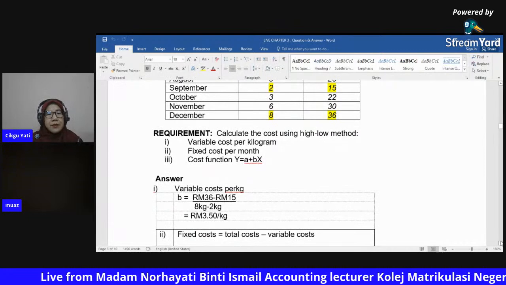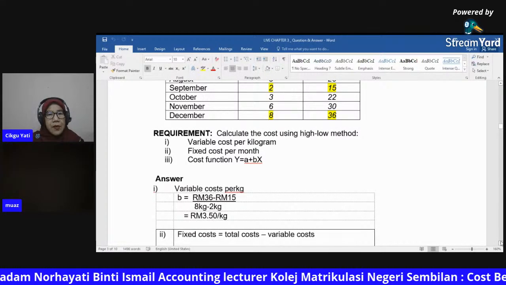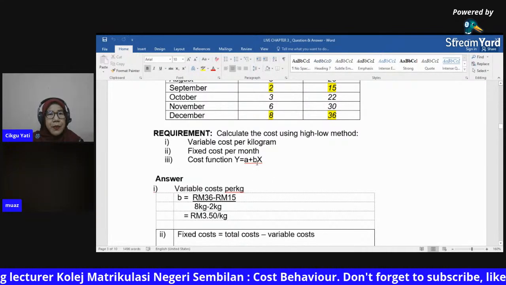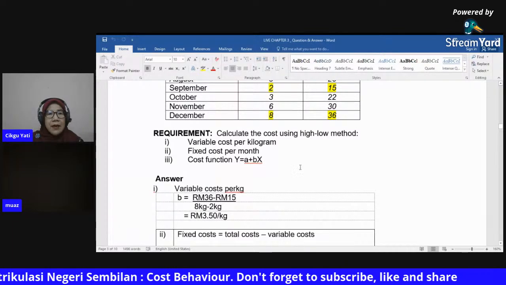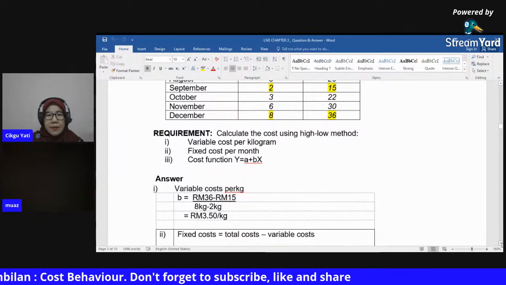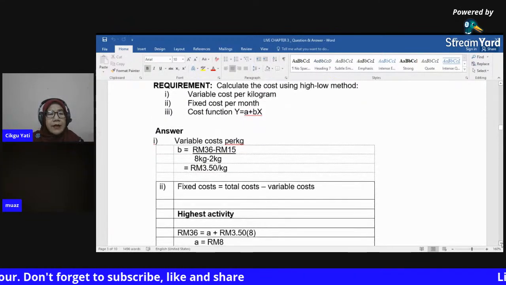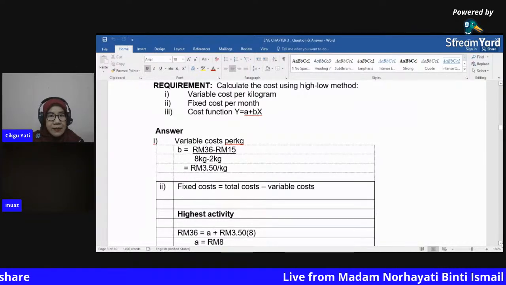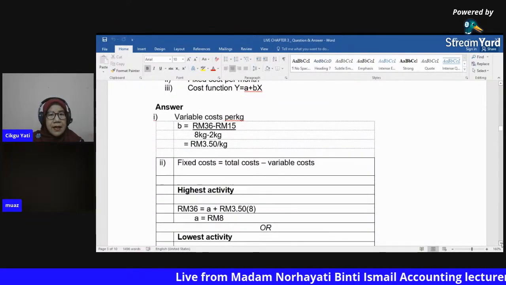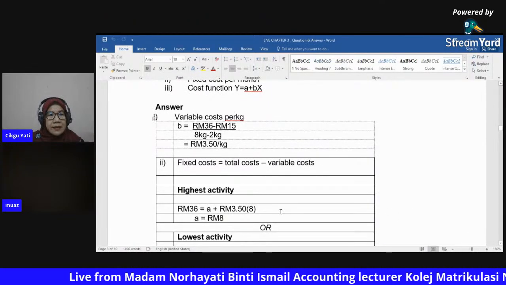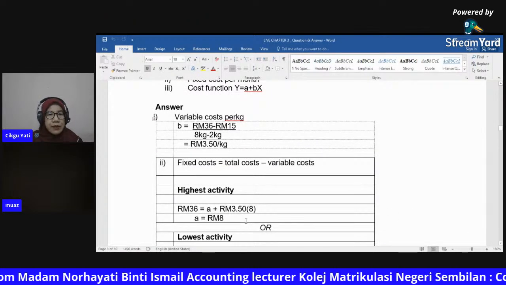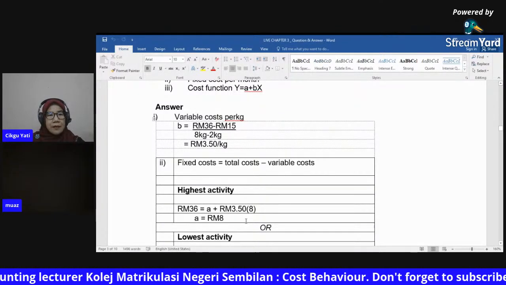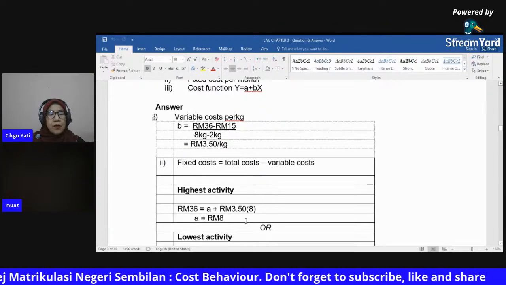Now we look at number 2. You just substitute the amount into the function y equals to a plus bx. B represent for variable cost per unit and A represent for fixed cost. So substitute in the formula. Okay, you can take at any level. Let's say that you take at the highest activity. It means that you must take the highest cost and the highest activity. You just substitute the amount and then you got A of fixed cost equals to RM 8 or 8 ringgit.